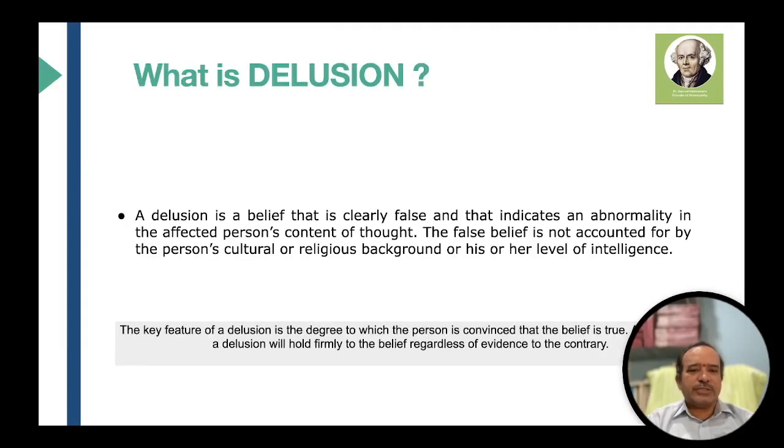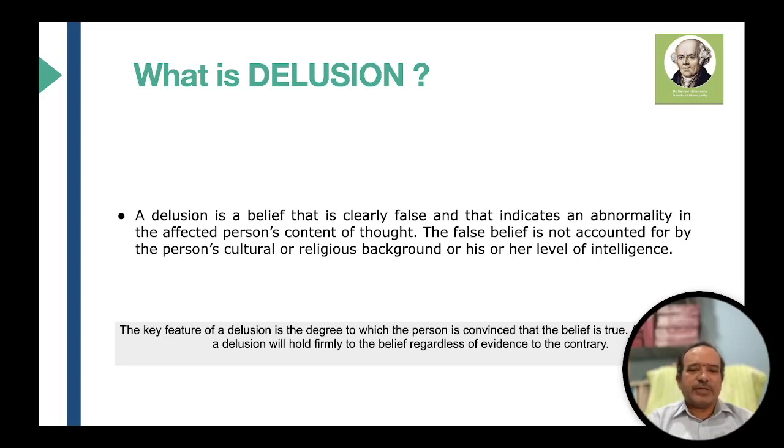A delusion is a belief that is clearly false and that indicates an abnormality in the affected person's content of thought. This is mainly because they believe in their thought process. In the subconscious mind, they think as if they are saying something behind them, or someone is behind them. This is a false belief. It is not accountable for personal culture or religious background, but it is the level of intelligence.